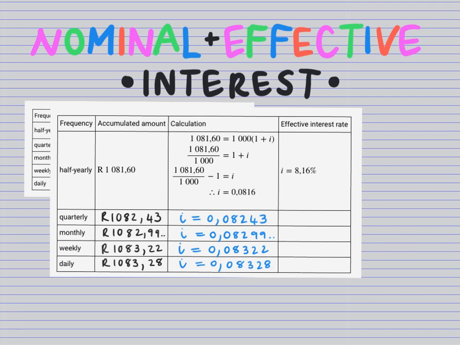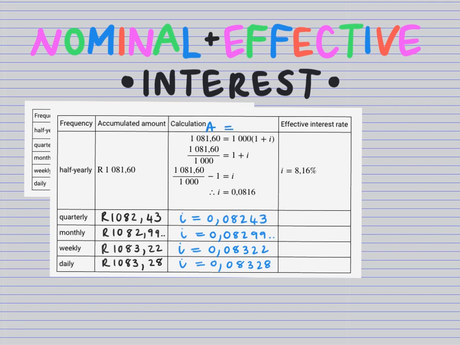This is what's really important. Look at what's happening over time. All right, so from our compounding half yearly, quarterly, monthly, weekly, daily, here they've shown you how to solve for I using your compound interest formula.